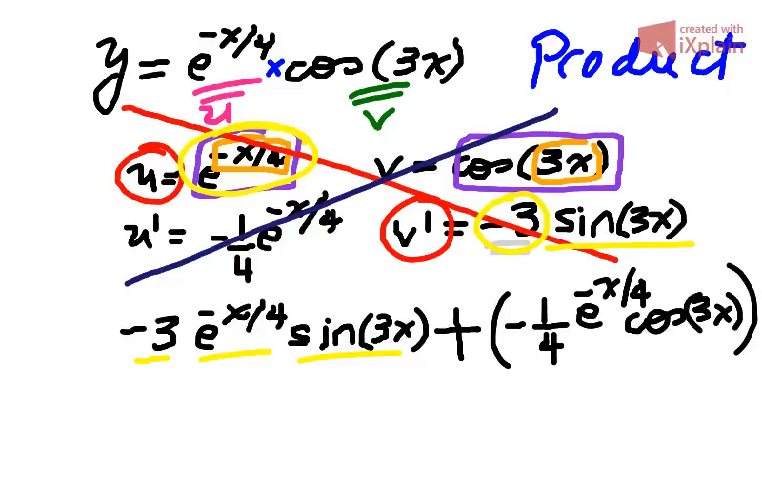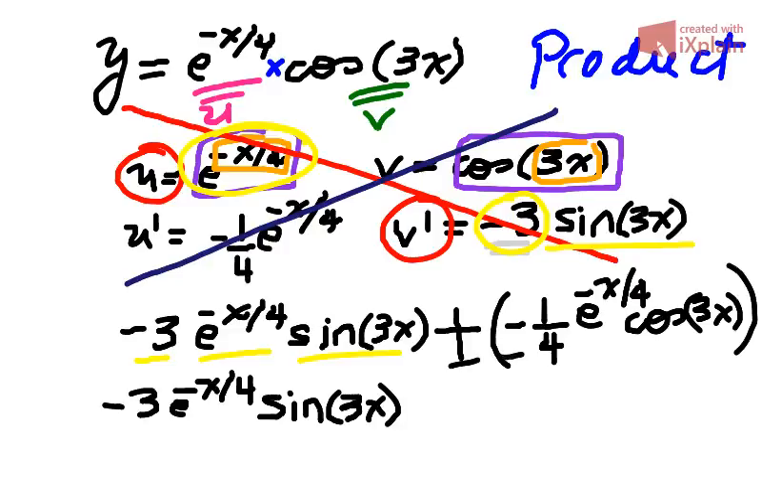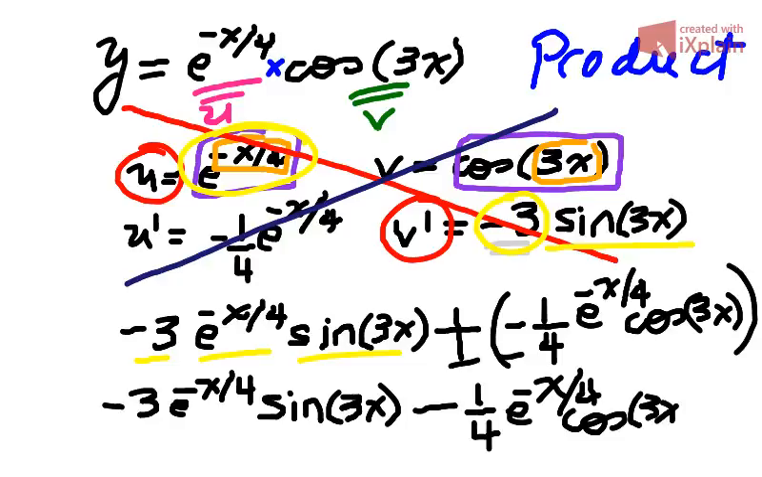So this has to be tidied up. So negative 3 e to the negative x over 4 sine of 3x. Now here, let's sort the signs. Minus 1/4 e to the negative x over 4 cosine of 3x. So this is our answer. We could probably bring the e to the negative x over 4 outside, factorize it out, and put the rest into brackets. But at this stage, we'll leave it like that.